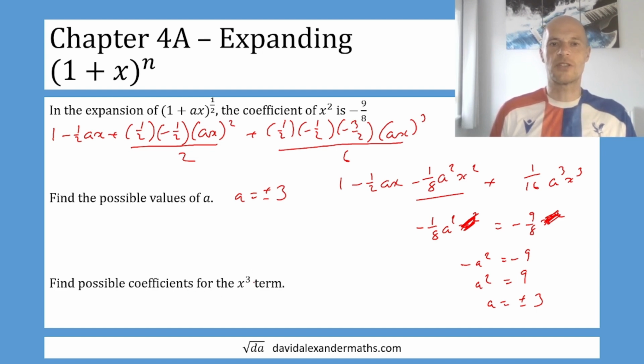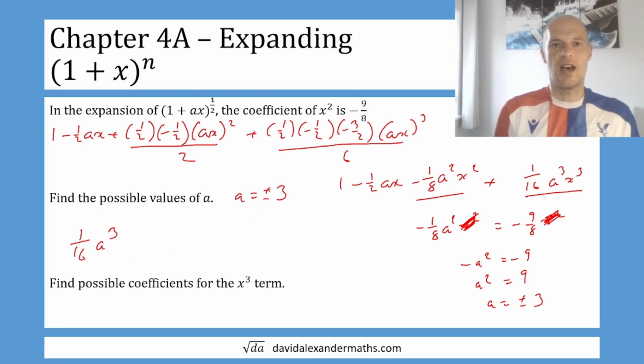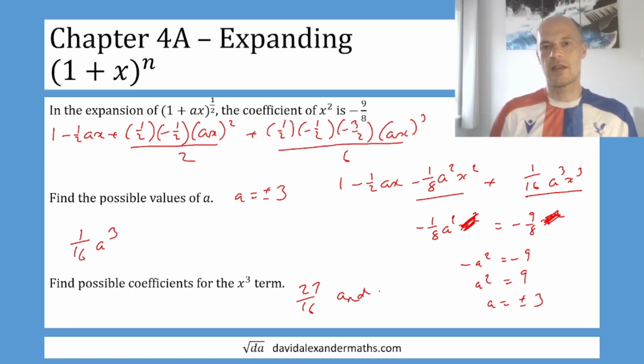Find possible coefficients for the x cubed term. Okay, so the x cubed term is 1/16 a cubed. So let's go with positive 3. So 3 times 3 times 3 divided by 16 is 27 over 16. And minus 3 times minus 3 times minus 3 divided by 16. Well, that's obviously going to be minus 27 over 16.